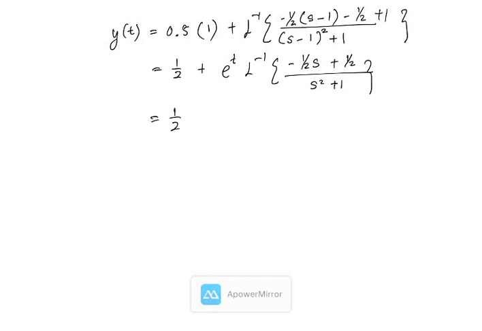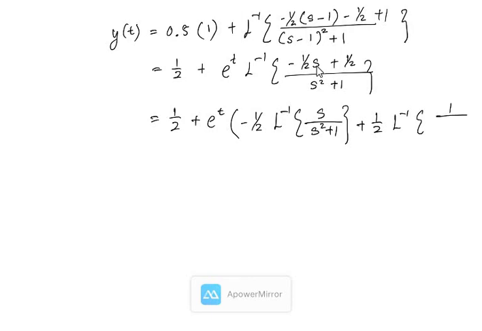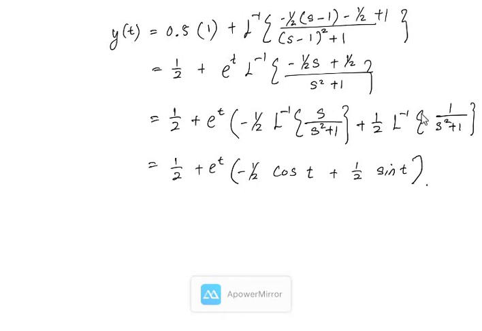Now, next we take out the constant. So we have the constant of negative 1 over 2 times the inverse Laplace transform of s divided by s squared plus 1. Since this is an addition, we can split it into 2. Also take out the 1 over 2, and we are left with the inverse Laplace transform of 1 over s squared plus 1. So this is equivalent to 1 over 2 e to the t, and then negative 1 over 2 times the inverse Laplace transform of s over s squared plus 1, which is cos t, plus 1 over 2 times 1 over s squared plus 1, which is sin t. Okay, so that's all for this answer.